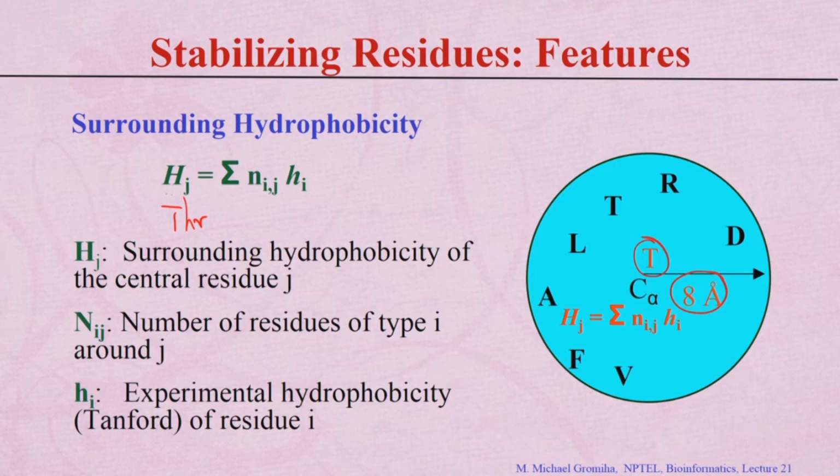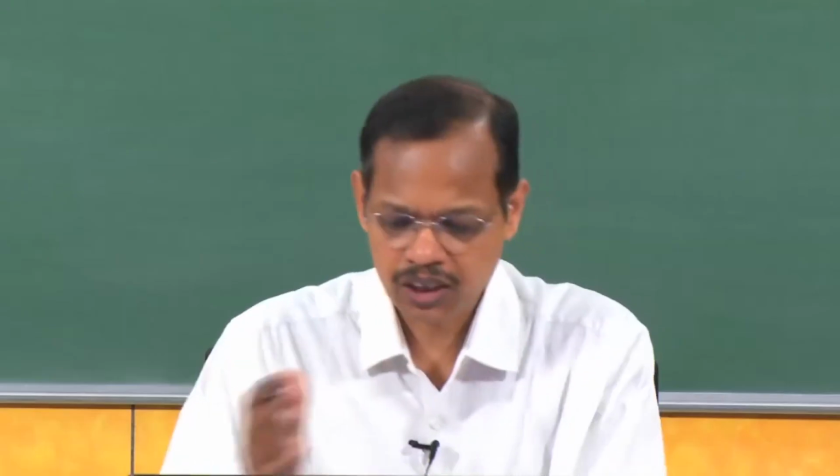So, here Hj is the central residue, Nij is the number of residues of type i around j, and Hi is the experimental value, which you can take either from the octanol-water experiments or the ethanol-water experiments. So, you can use these values. Finally, this will tell you the hydrophobic behavior in the protein environment.